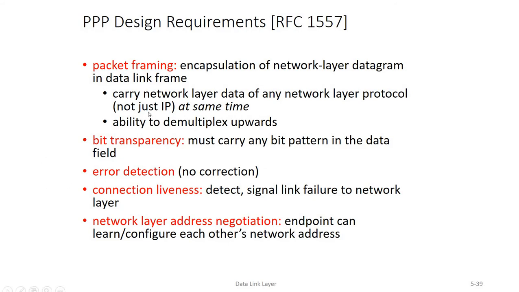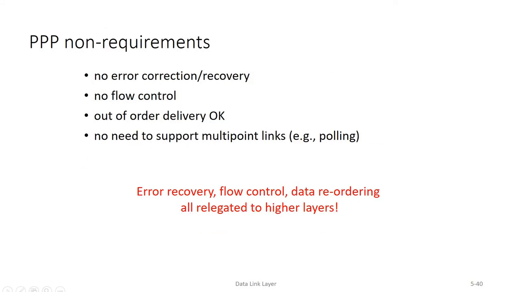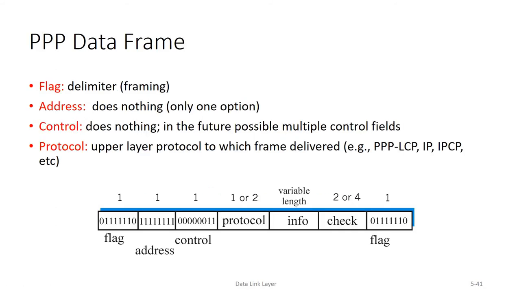This is a design requirement. This one is self-study, please go and read more about the PPP protocol. The requirements: no error correction needed. The flow control is quite easy here inside PPP, because both sides know each other from the beginning. No need to support multi-point because it is just point to point. This is the flag, addressing, and we have the address, control, protocol fields.